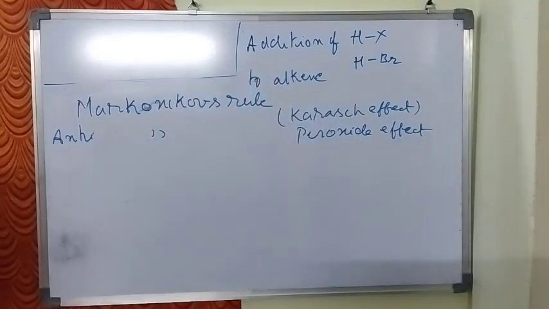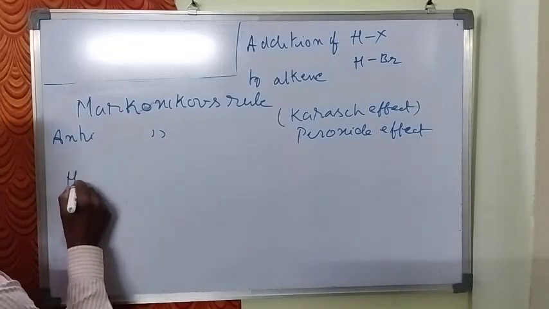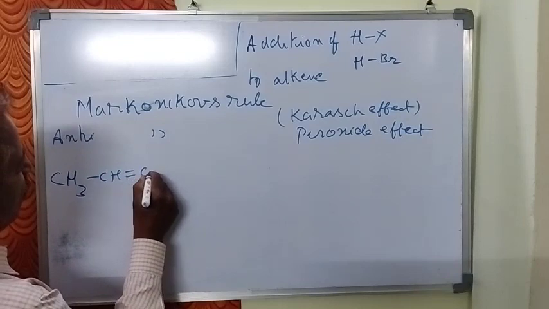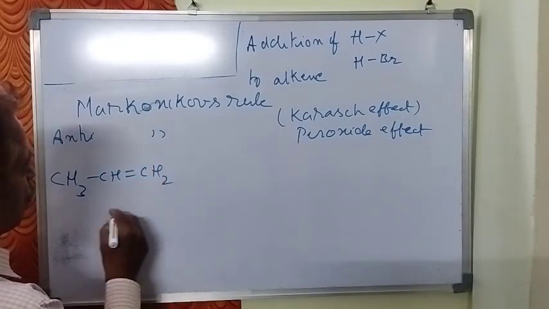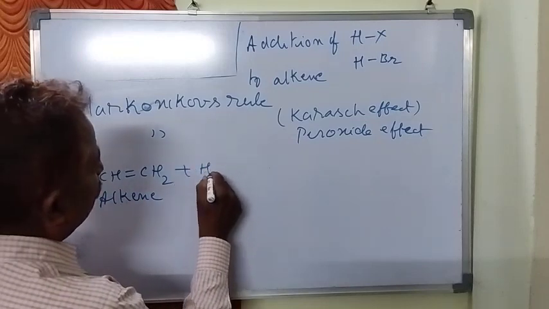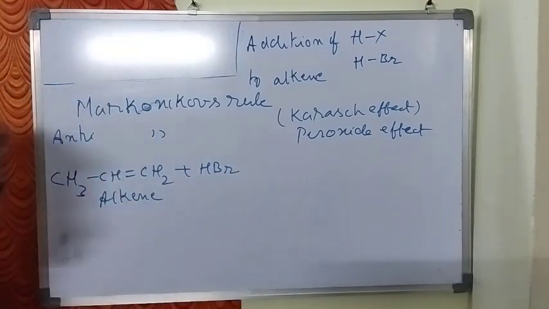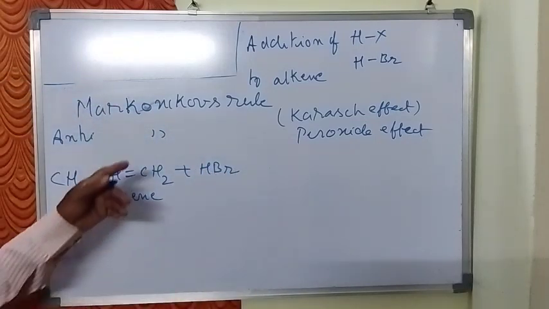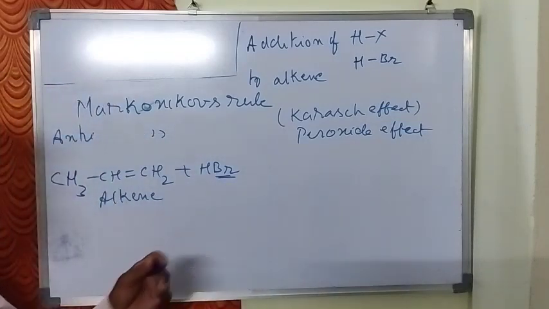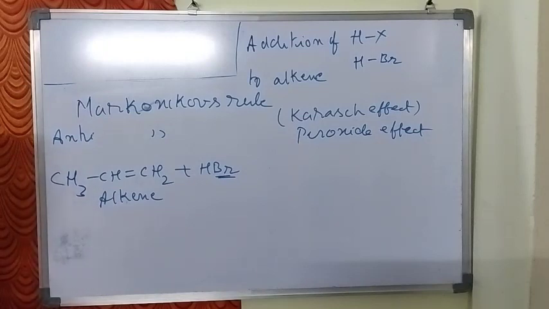Now let us see. Let us add hydrogen bromide to an alkene. So here CH3CH=CH2. So this is alkene. This alkene is propene. When hydrogen bromide is added to it, then what happens? According to Markovnikov's rule, negative part of the addendum, that is bromine, attacks the carbon having less number of hydrogen atoms.